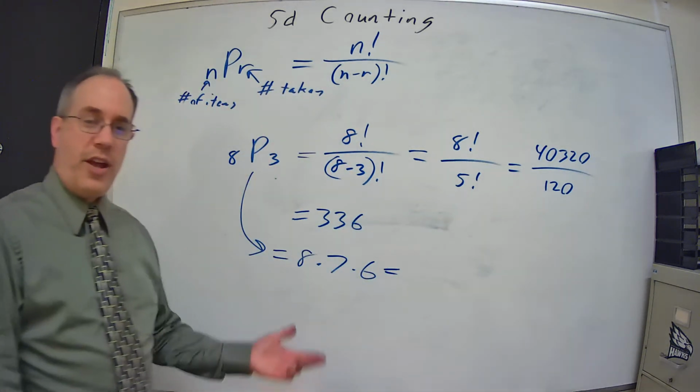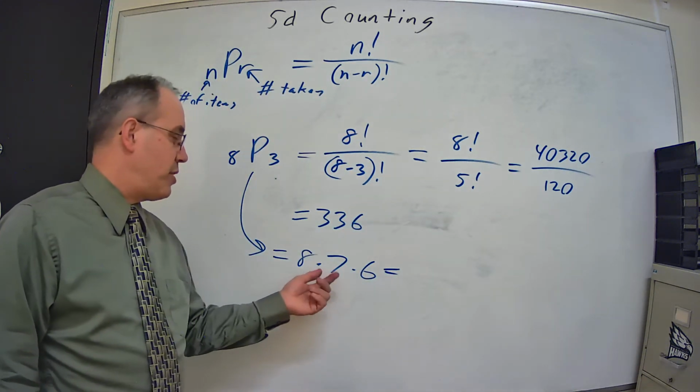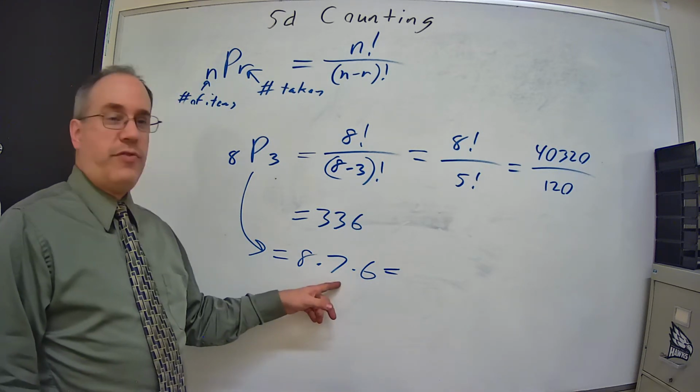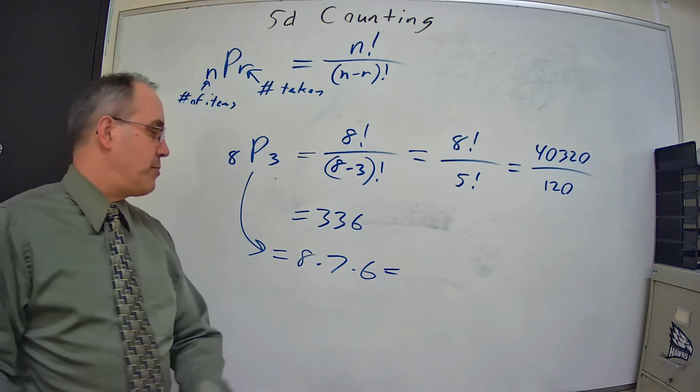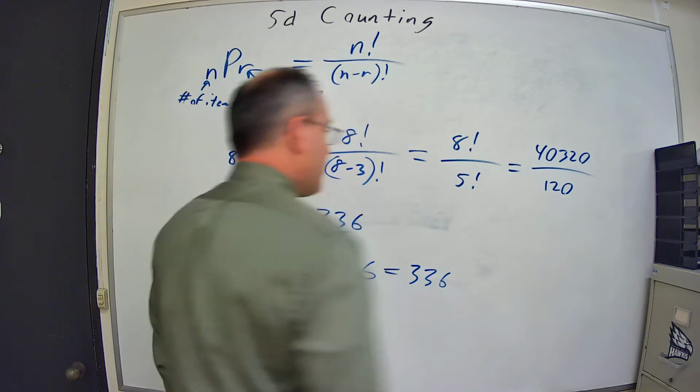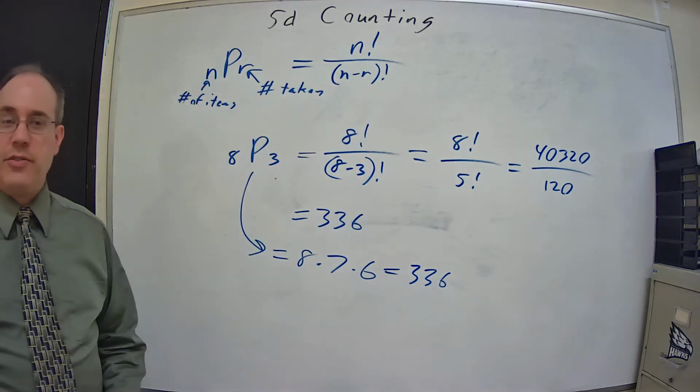This is the fundamental counting principle, right? How many choices for the first one, how many choices for the second one, how many choices for the third one. 8 times 7 is 56. 56 times 6 gives you 336. Got the same answer.